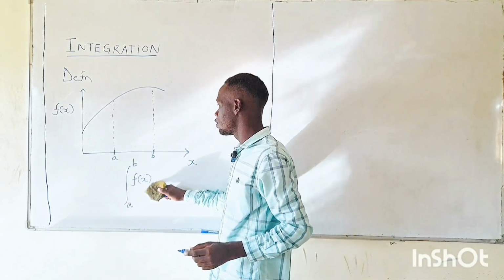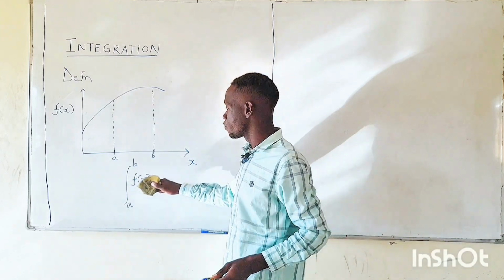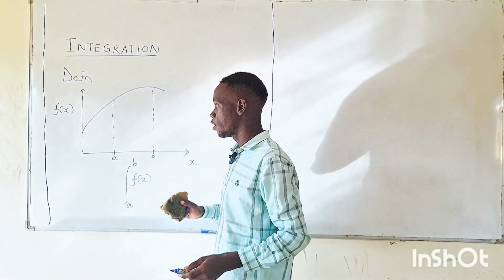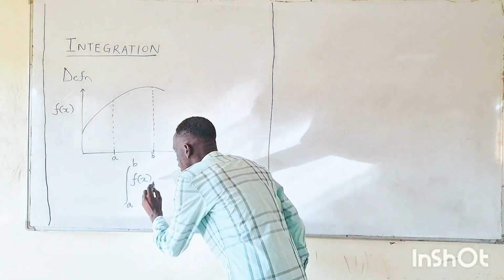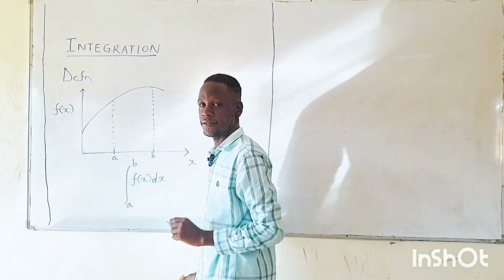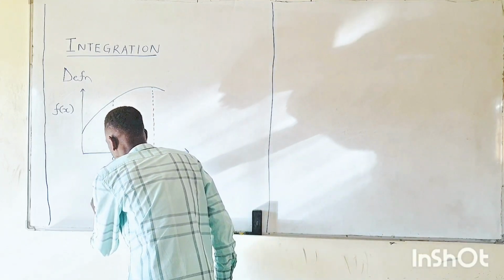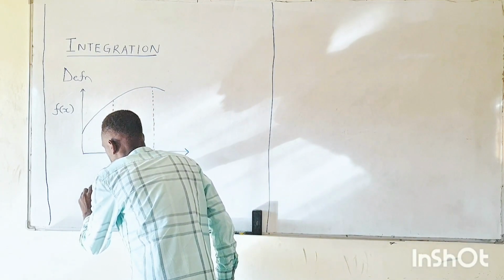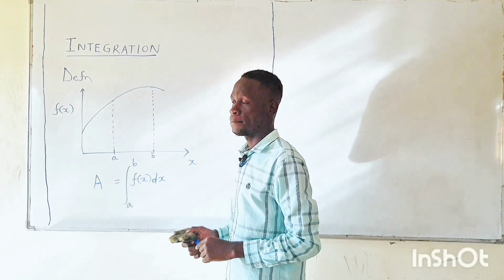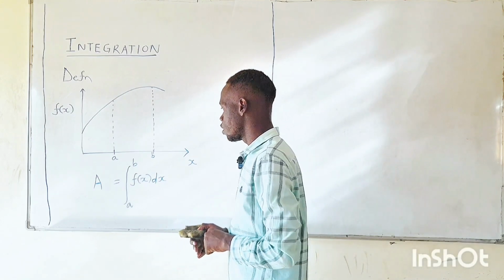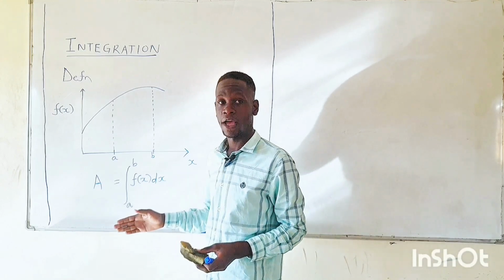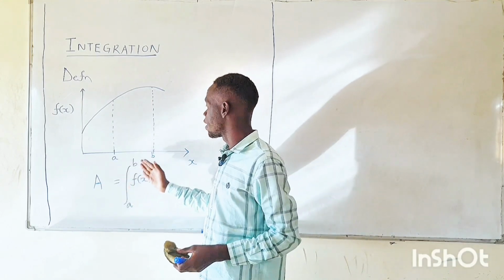Now for this function, what is changing? The values of x are changing. That means x is a variable. If x is a variable, then we shall have dx. And this is the area. This is the definition of integration. By this, we shall be able to find the exact area between A and B.